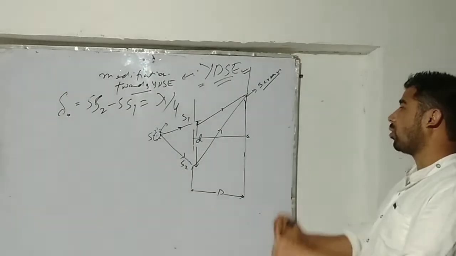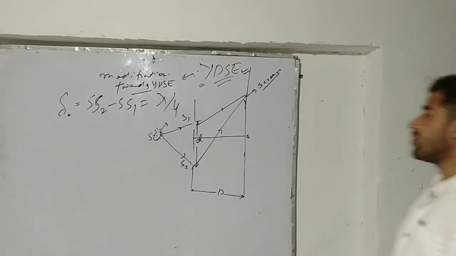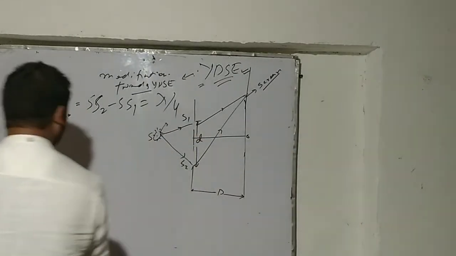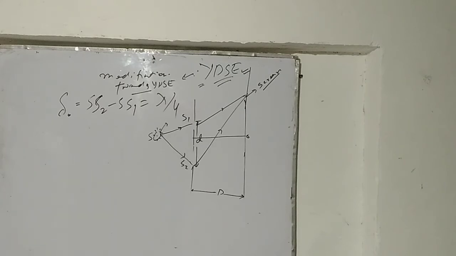This is something that we know, okay? But what's my point of interest here to discuss? If I want to know the conditions for the destructive and the constructive interference, okay? Destructive and constructive interference in the case of the Young's double slit experiment.